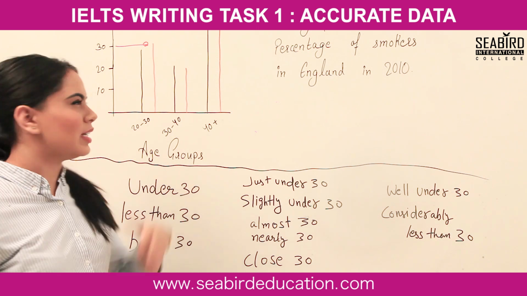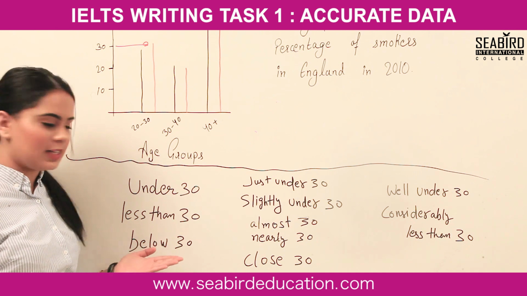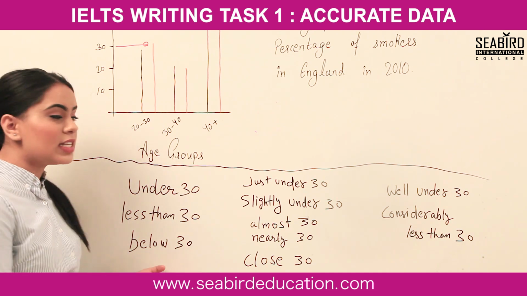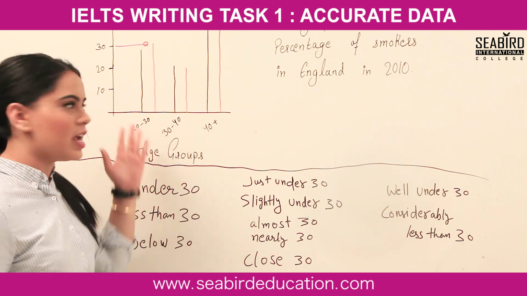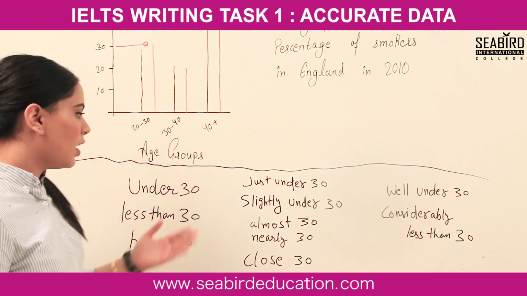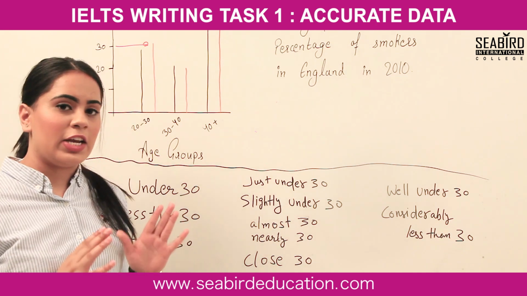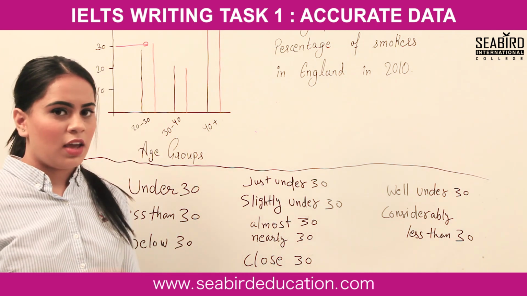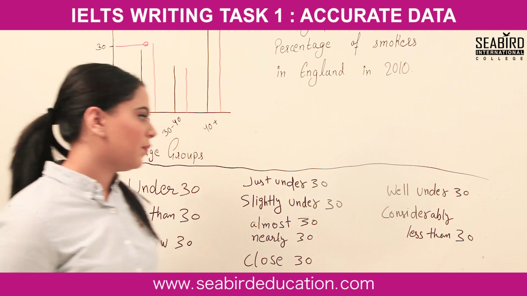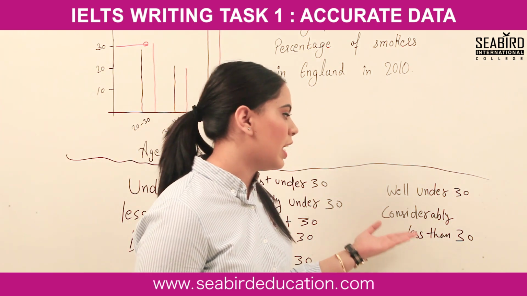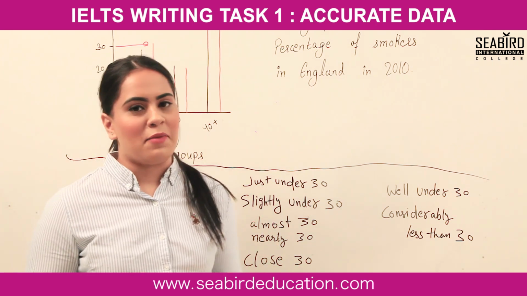Now we knew that it was close to 30%, so we can use under 30, less than 30, below 30. Now these are if we know for sure it is less than 30, which we correctly were sure about when it comes to the first bar graph. Just under 30, slightly under 30, almost 30, nearly 30, close to 30. Now you can use that when there is a little bit of difference. Well under 30, considerably less than 30. You can use those two phrases if you want a higher band score.